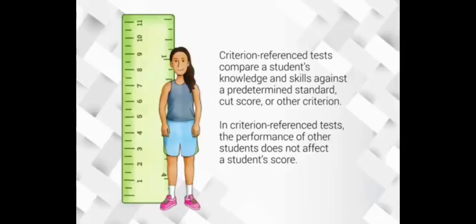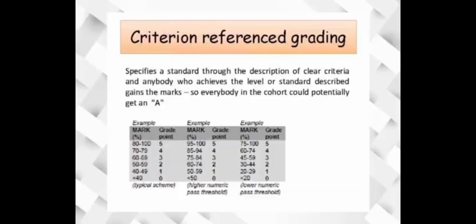Criterion reference tests compare a student's knowledge and skills against a predetermined standard, cut score, or other criterion. In criterion reference tests, the performance of other students does not affect a student's score. It specifies a standard through the description of clear criteria, and anybody who achieves the level or standards described gains the marks. So everybody in the cohort could potentially get an A.